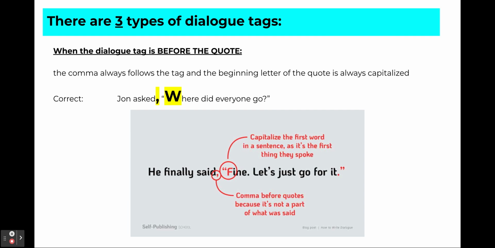Just like when you write a sentence, you capitalize the first letter of the sentence. You do the same thing here because that's the sentence that he's saying. That's the first word in his sentence. Therefore, you would capitalize it. We can see another example here. He finally said, comma, capital F for fine, right? "Fine, let's just go for it." So again, capitalize that F because it's the beginning of his sentence.